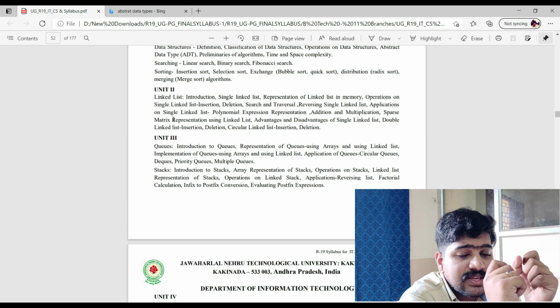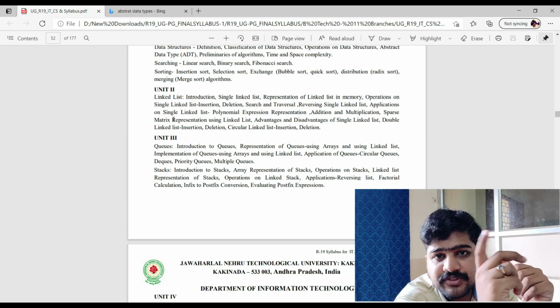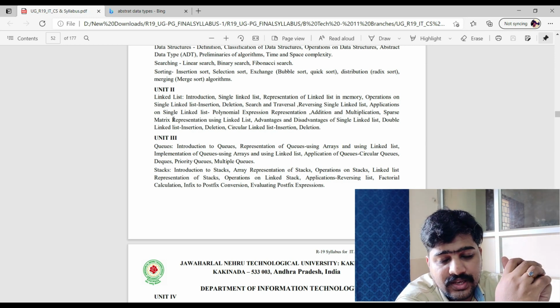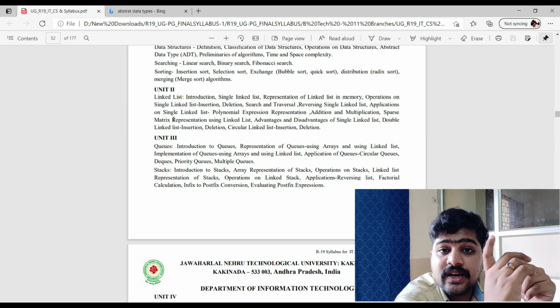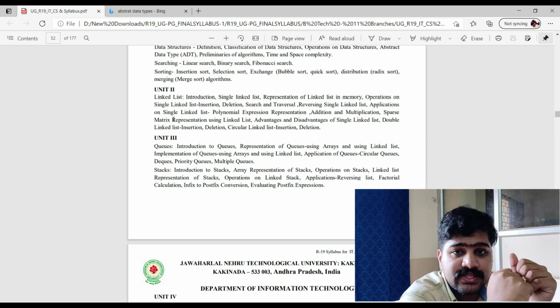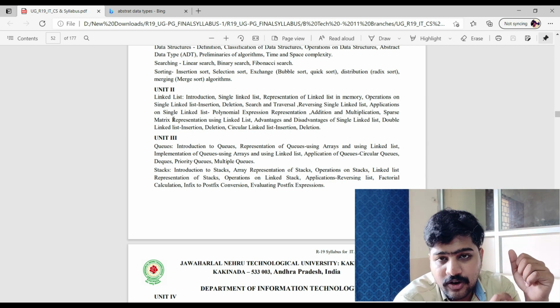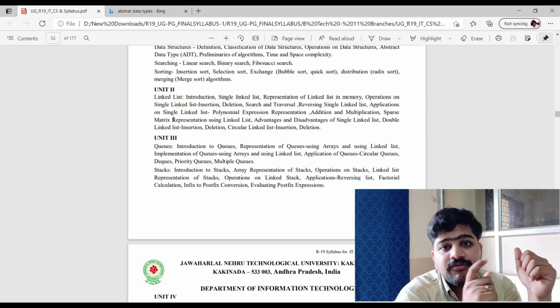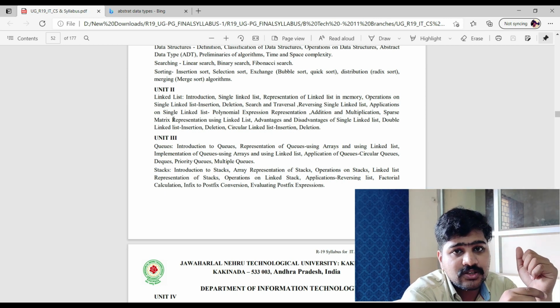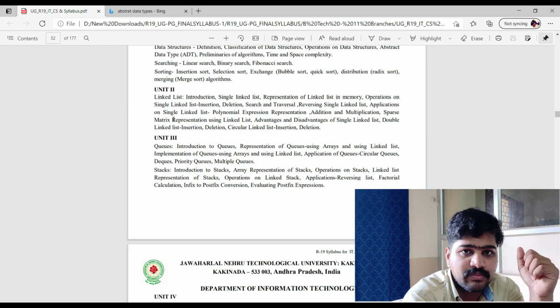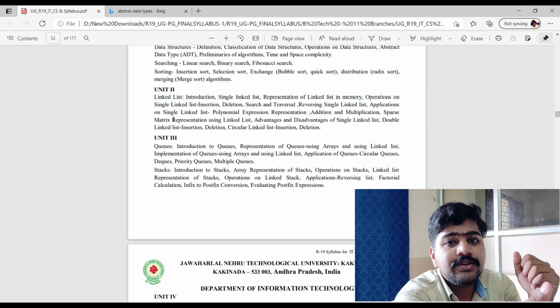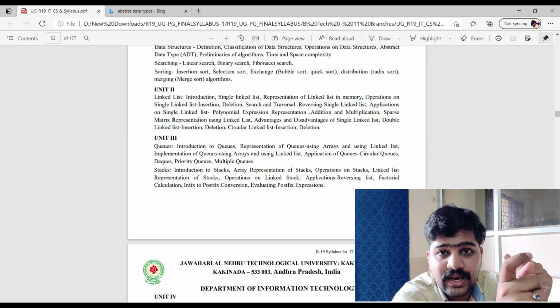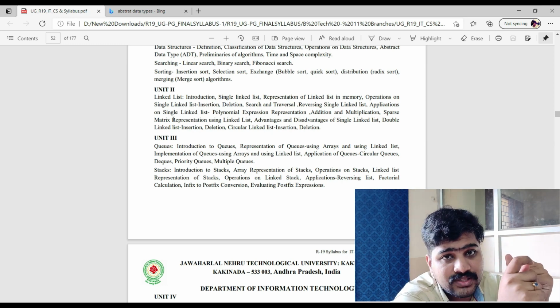For example, you inserted two elements, 50 and 60, and the third operation is they are asking to remove 50, which is the first inserted element. Then you cannot directly remove that 50. First of all, you need to remove the 60, which is the top of the stack. Then you need to remove the 50. Like that you need to perform. So don't get confused with these kinds of concepts.